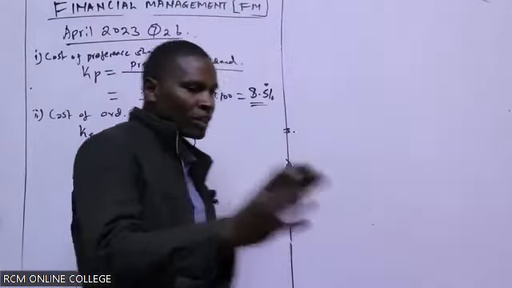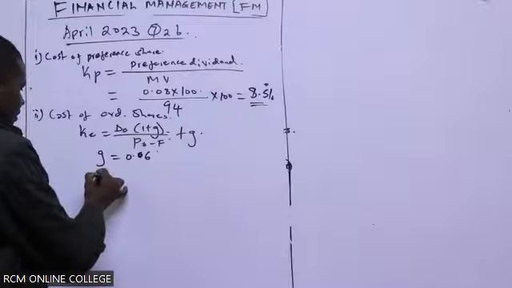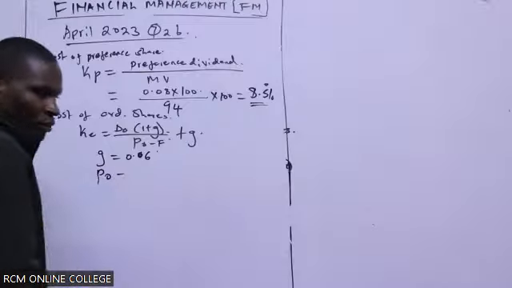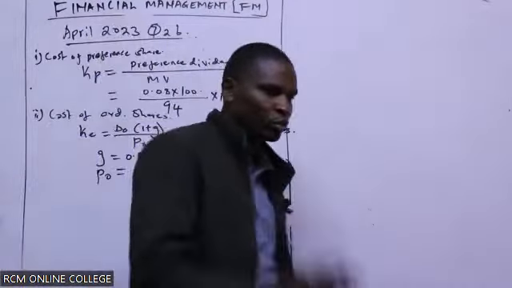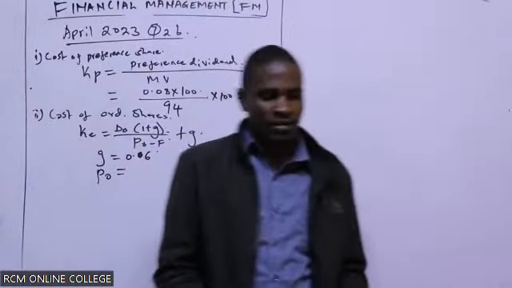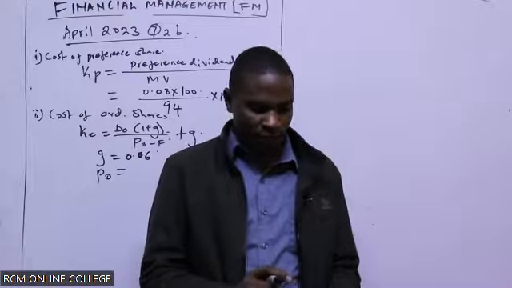I'm very happy. What is the current market price? The market price, my P0, just check from the question. Once I get that, I will know I have one item remaining, my D0. What is the market price of ordinary share?